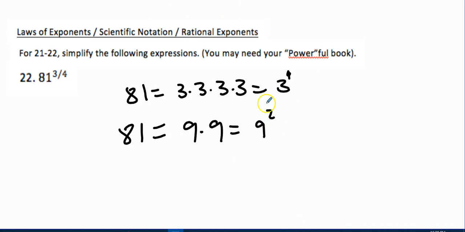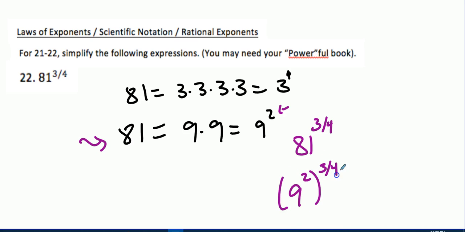So, what if we use 9 squared? What if you're like, well, Mr. Lakin doesn't know what he's talking about, I'm going to use 9 squared. So, let's take 81 to 3/4. And let's take 9 squared this time. Let's see what happens. So 9 squared to the 3/4 is a power raised to a power, multiply the exponents. So then you get 9 to the 2 times 3/4, which is 6/4 reduced. That's 9 to the 3/2.